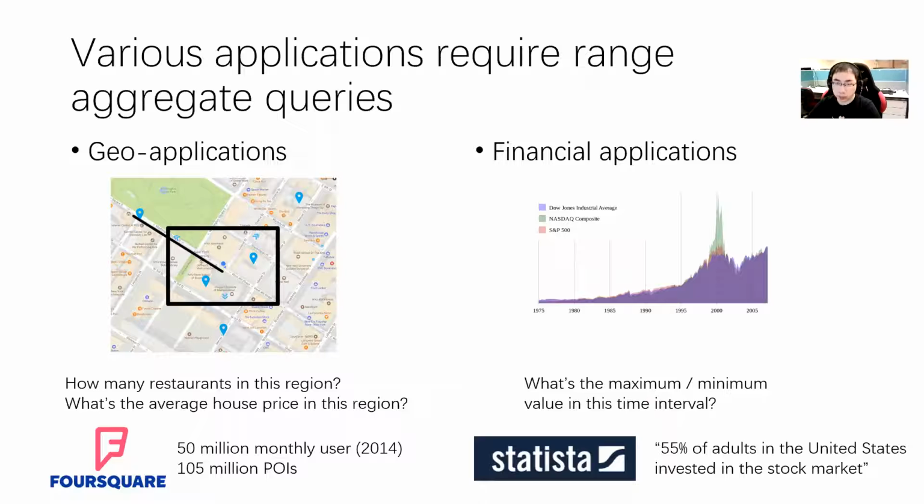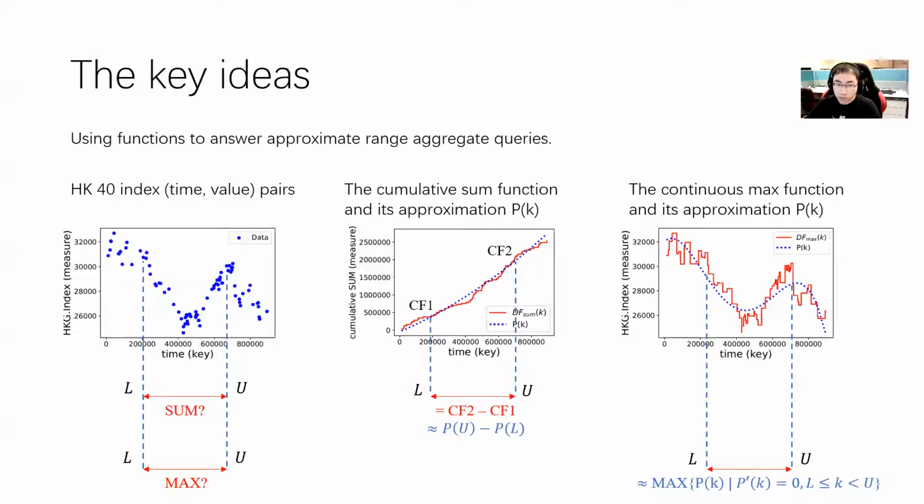For example, in geo applications, one may be interested in how many restaurants are in a given region, or what the average price is in this given region. And in financial applications, one may be interested in the minimum or maximum values within a specific time interval. Consider the huge amount of data behind these applications. It's reasonable to further improve the query response time of range aggregate queries, though it has been studied for a long time. So, inspired by the recent prosperity of range index studies in the database community, we think using function approximation to answer approximate range aggregate queries could be helpful in improving its efficiency.